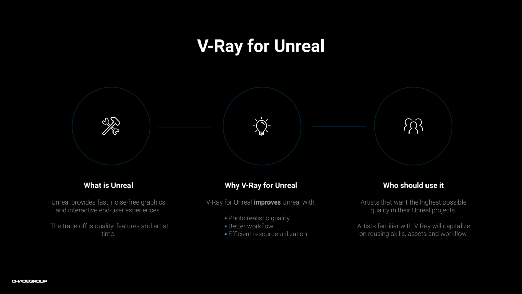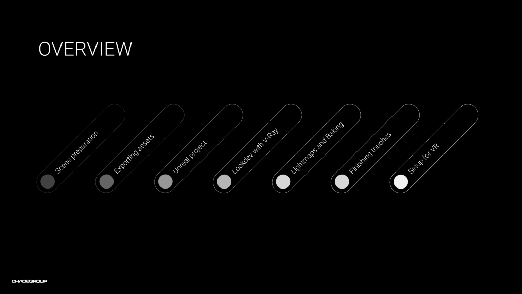real-time engine. Unreal is a game engine that's optimized for rendering real-time graphics, but those come at the expense of reduced quality, limited features, difficult learning process, and increased artist time spent on optimizations and tweaking. V-Ray for Unreal adds award-winning quality, improved workflow for optimal artist time, and better hardware resource utilization. On that note, let's get started.